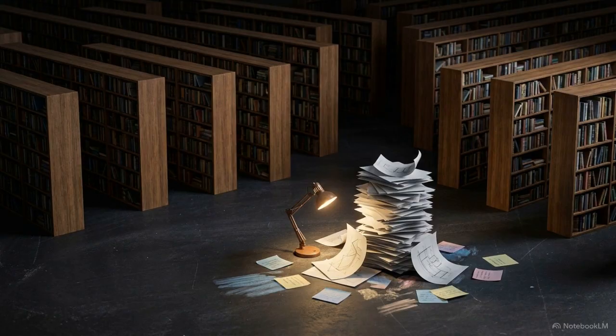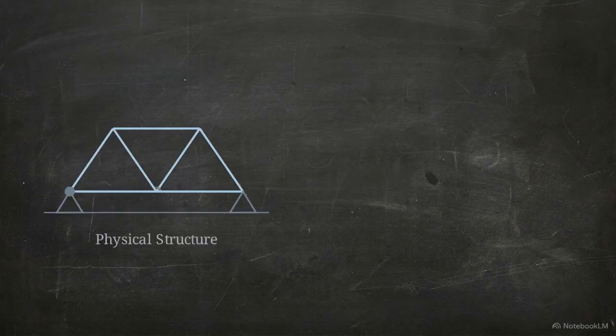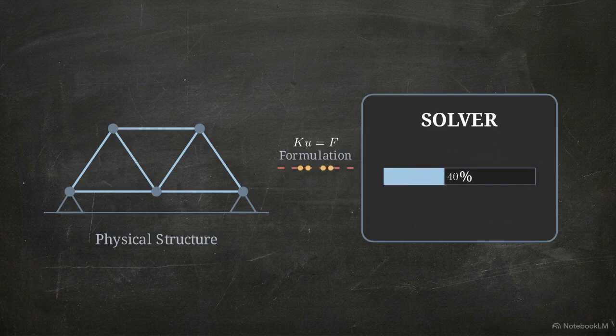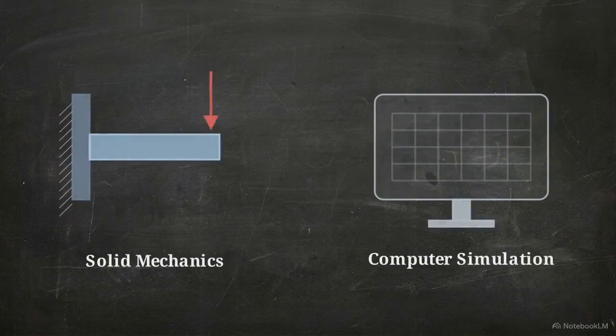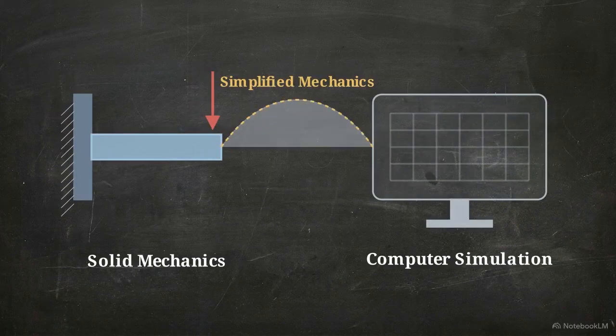Traditional academic teaching often requires exhaustive theoretical proofs before ever reaching a practical application. The goal here is structural formulation, setting up the problem so the computer can solve it. To use this method, you must focus on the application of the tool rather than the derivation of every underlying proof. These simplified mechanics serve as the bridge from basic solid mechanics into computer simulation.